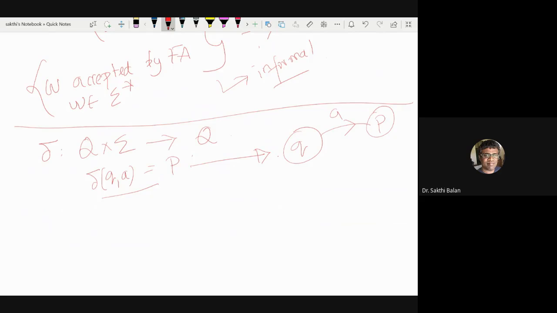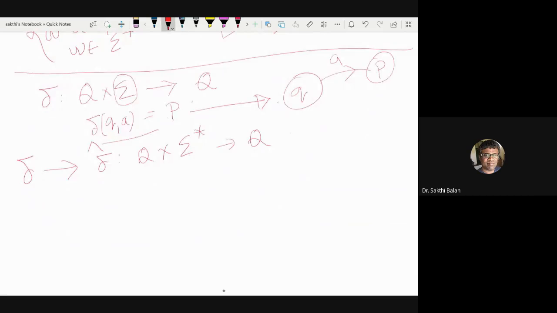So now I'm trying to extend this definition of delta, which is for only one symbol, to delta cap. So delta cap is a function from Q cross sigma star going to Q. It is an extension of the function. Okay, so let's see how we are defining that. So there are two things you need to take care of: one is the basis and the other one is the induction step.